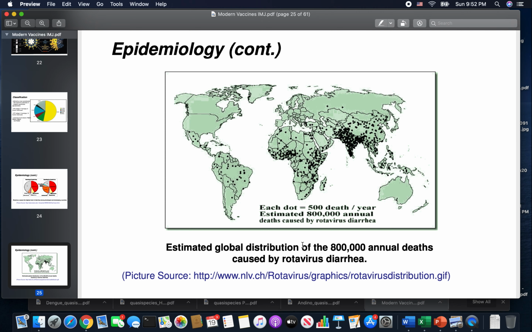So each dot is 500 deaths in a year, and this is showing where the 800,000 deaths per year from rotavirus tend to be. That's a pretty big number, right? Compare that to the number of people that died from Ebola and the coronavirus and the flu over the last, I don't know, 3 or 4 years. And rotavirus, I believe, is going to have killed more people every single year.